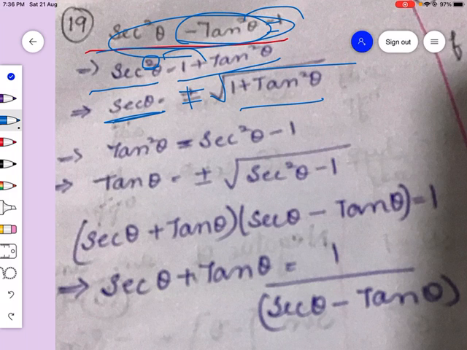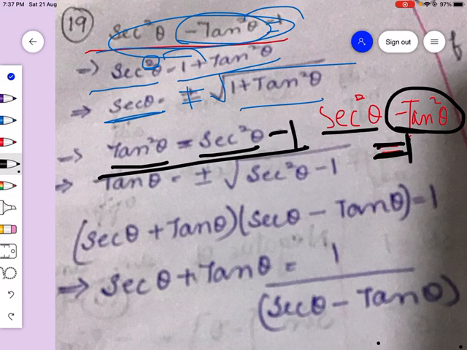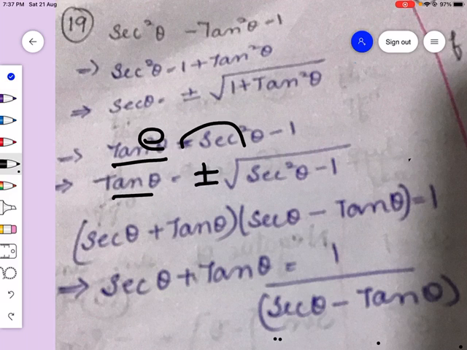Now with this formula only, I'll write it clearly. Secant square theta minus tan square theta equal to 1. That means we send the minus tan square theta to the other side of the equal sign, and it will become plus tan square theta. Secant square theta stays as it is. This plus 1, we bring to the left-hand side, so it will become minus 1. Tan square theta equals secant square theta minus 1. So now see, keeping this tan theta as it is, sending the square to that side, it becomes plus and minus under root secant square theta minus 1.